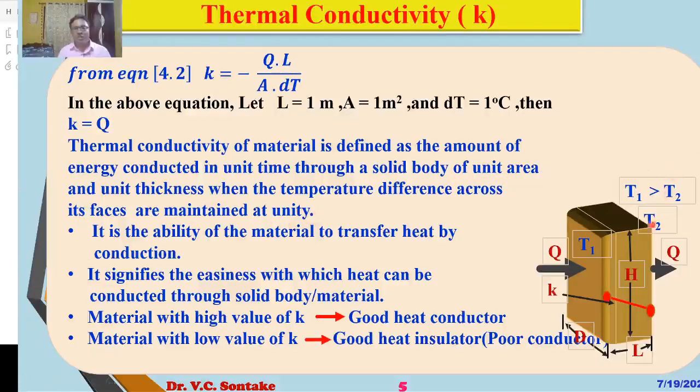Now what does it mean actually? Let us consider once again this solid. Let's say in this solid, I maintain its thickness L equal to 1 meter, the area normal to the heat flow as 1 meter square, and temperature difference across these two faces as 1 degree Celsius. By virtue of temperature difference, heat transfer will take place from the left to the right face at some rate. That rate of heat transfer is called the thermal conductivity for this solid material.